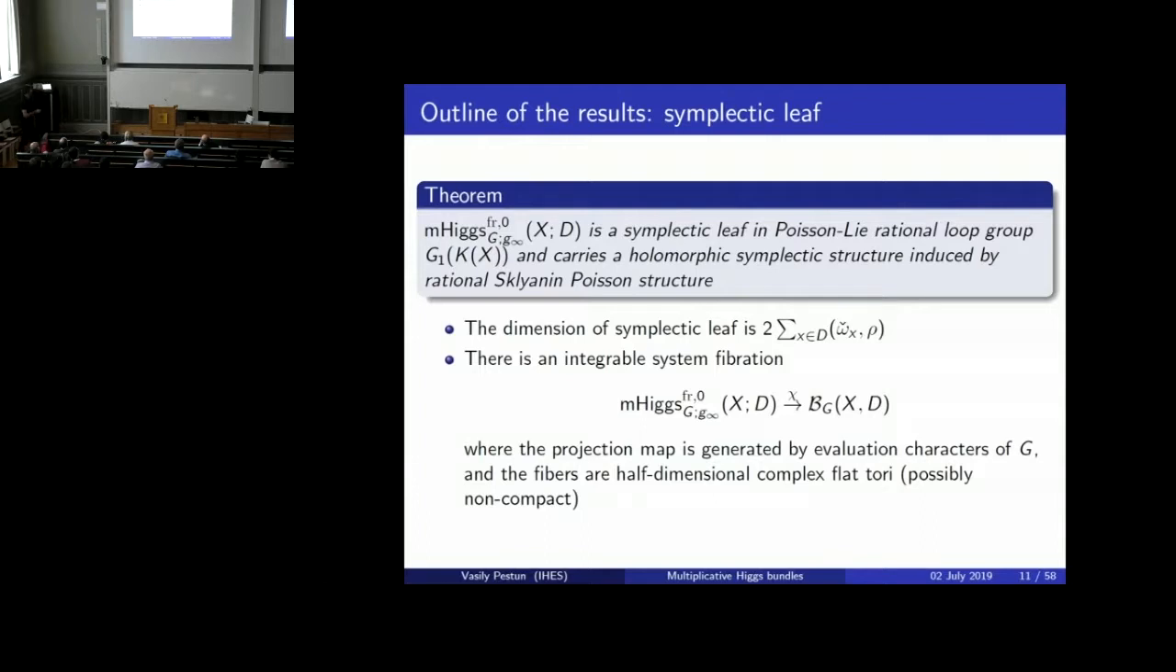The next point is that there is an integrable system fibration from the multiplicative Higgs bundles, in parallel to the story of the additive Hitchin system. So there is a fibration over a certain base, and the projection, that is, the Hamiltonian functions, if we say, are given by the adjoint invariant functions evaluated on the Higgs fields. We can, for example, pick characters of the group.